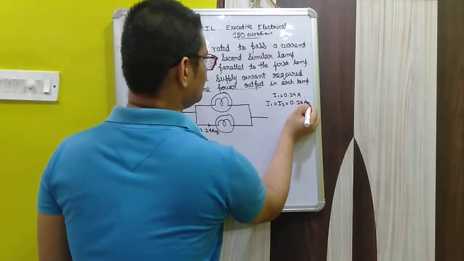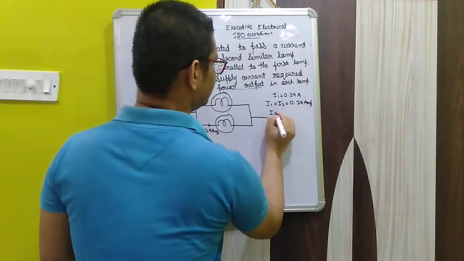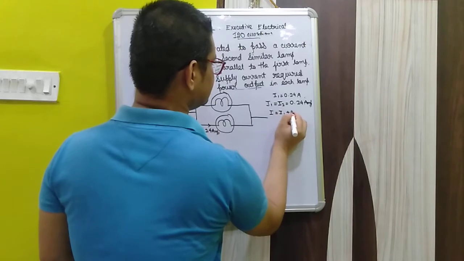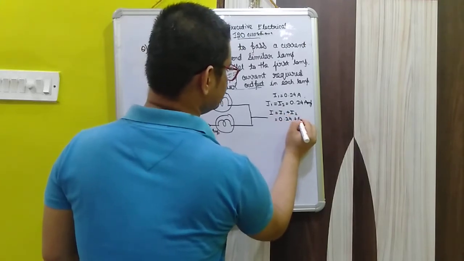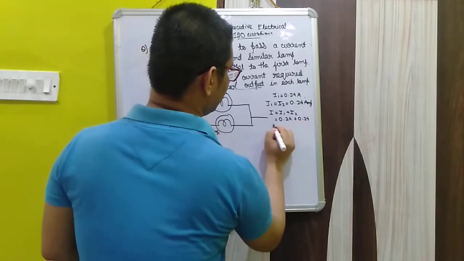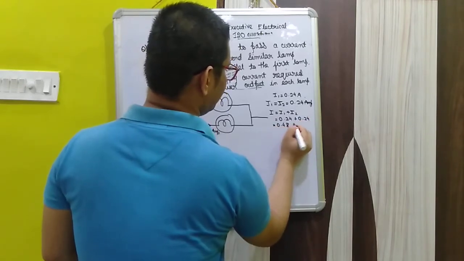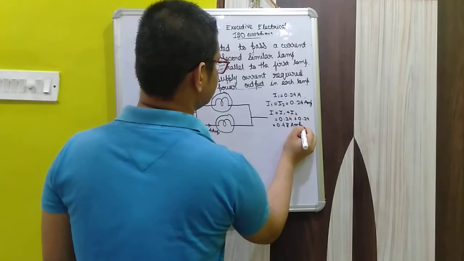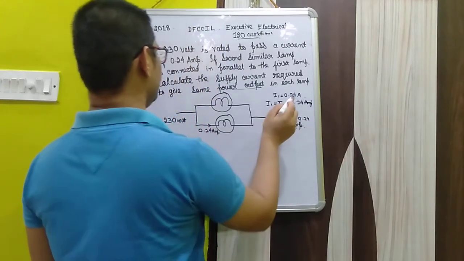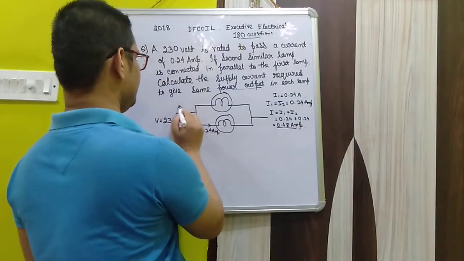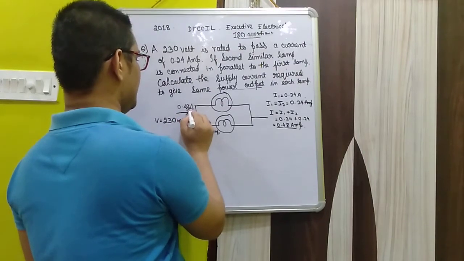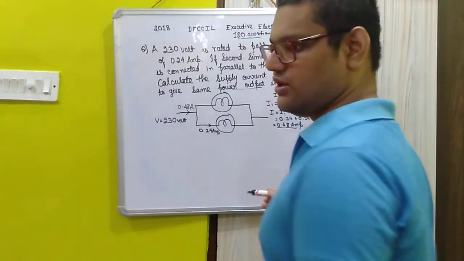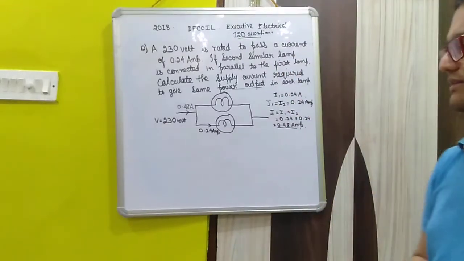So what will be the total current? Total current will be I1 plus I2, that is 0.24 plus 0.24, and that will be the final answer, 0.48 ampere. So 0.48 ampere is required to pass from here so that it gives the same power output. I hope it is clear. It is a conceptual question. There is not much calculation in this question.